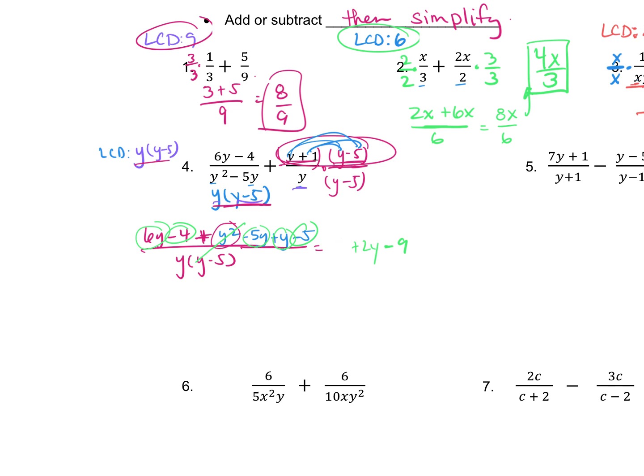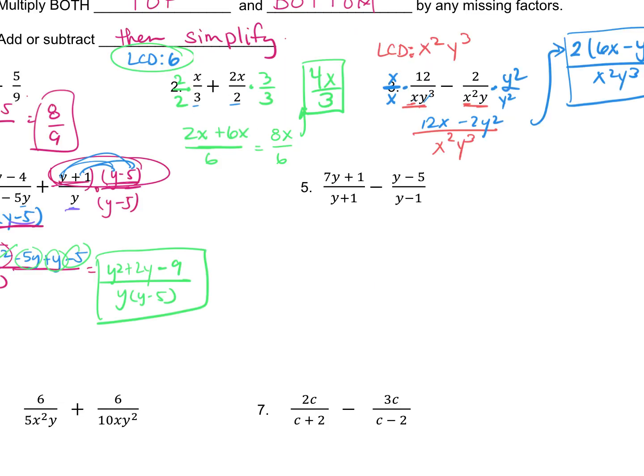Let's write in the same color as the other one. So this is y squared all over y times y minus 5. And there's nothing else you can do with this. Okay? All right, number 5, we want the LCD first.